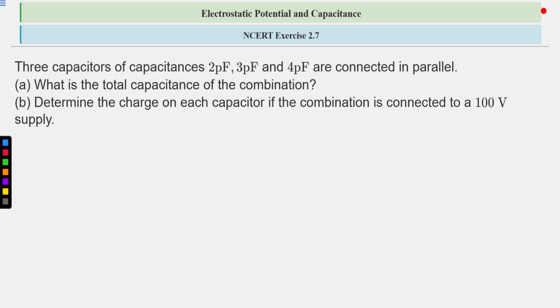Next question, exercise 2.7. 3 capacitors of capacitances 2 picofarad, 3 picofarad and 4 picofarad are connected in parallel. Now the capacitors are non-identical and they are connected in parallel. What is the total capacitance of the combination? You have to find that, and after that determine the charge on each capacitor if the combination is connected to a 100 volt supply. So I will give you some time to think about it.